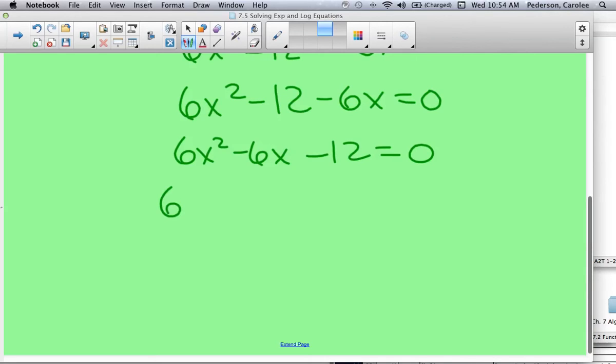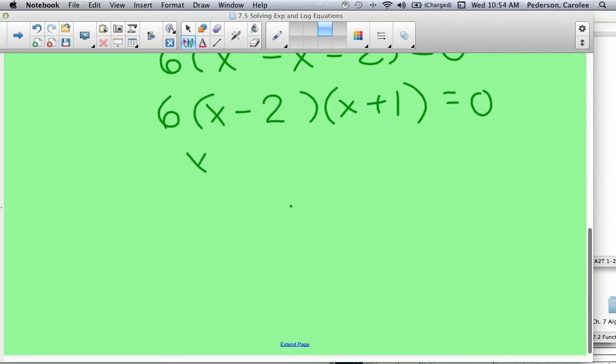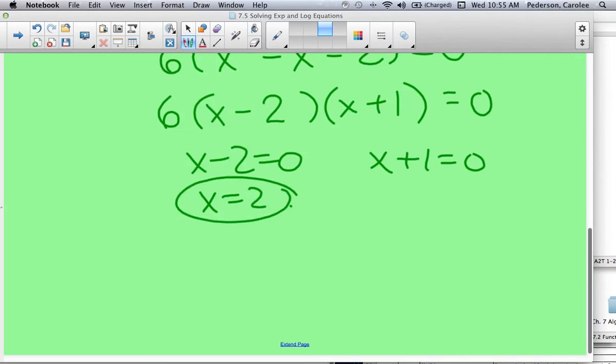I'm going to take out the GCF of 6, so I'm left with x squared minus x minus 2. Now I use that t-chart method. What are the factors of negative 2 that add to negative 1? Well, that's negative 2 and positive 1. Now I set those factors equal to 0 and solve for x. So we get x equals 2 here, and we get x equals negative 1 there. Well, negative 1 again for a logarithm does not work.